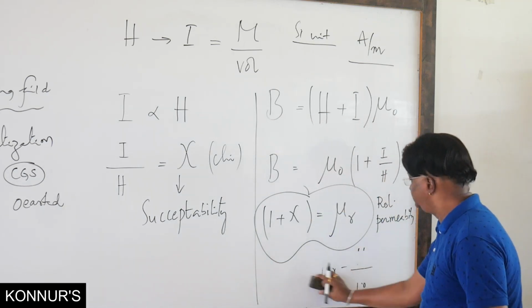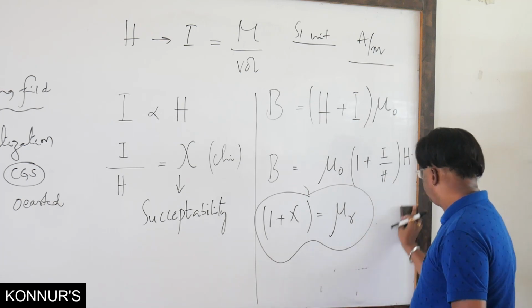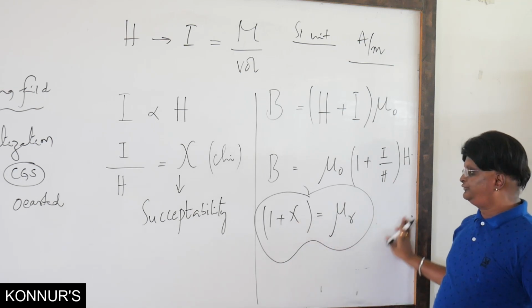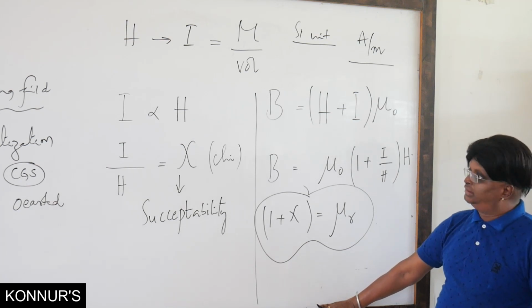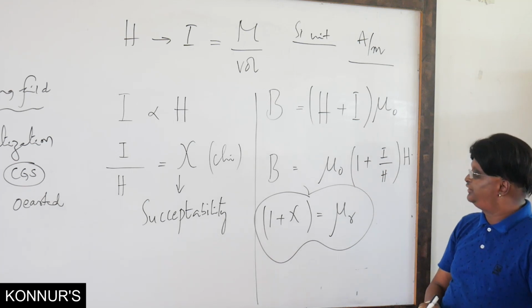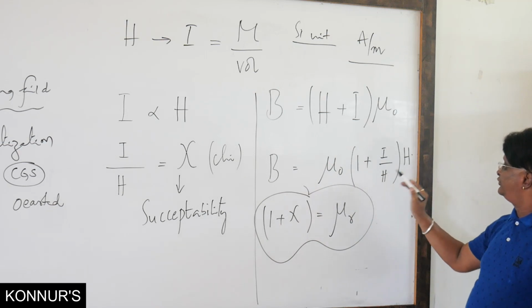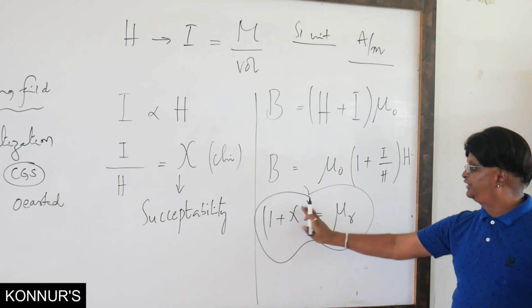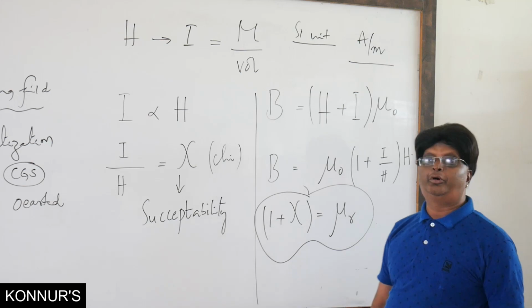Now this relation is very popular. What is the relation you see? 1 plus chi is equal to mu r, relative permeability and susceptibility, the key words. One is given and asked for the other. It's a very popular case, remember. All these results, I by H, can be a direct straight question in our NEET examinations. And one more, B is equal to mu naught times mu r times H. The relation between susceptibility and relative permeability is again a very popular case.